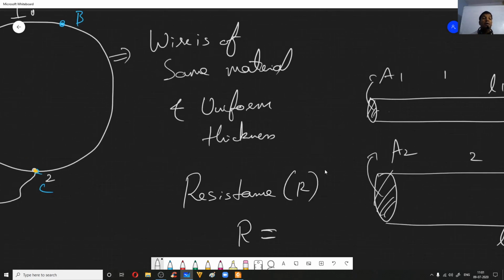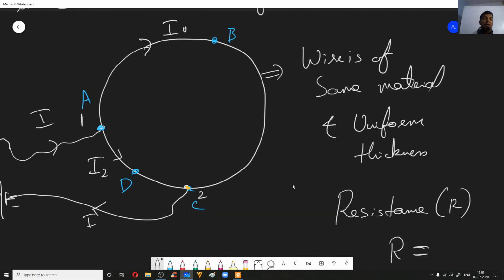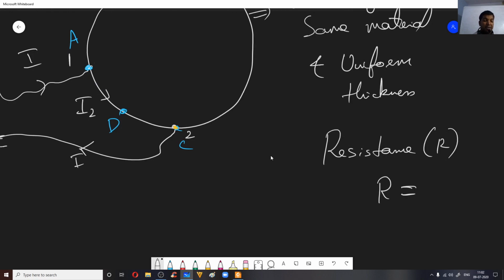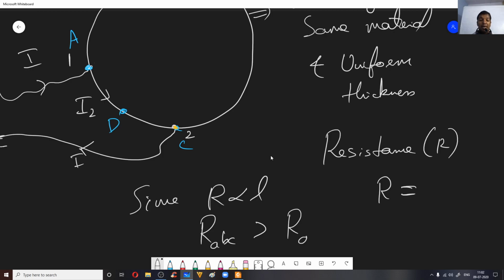Now coming back here, what you will notice is that the current flowing in ABC is actually I1. Since R is proportional to L, the resistance of the path ABC is greater than the resistance of the path ADC.